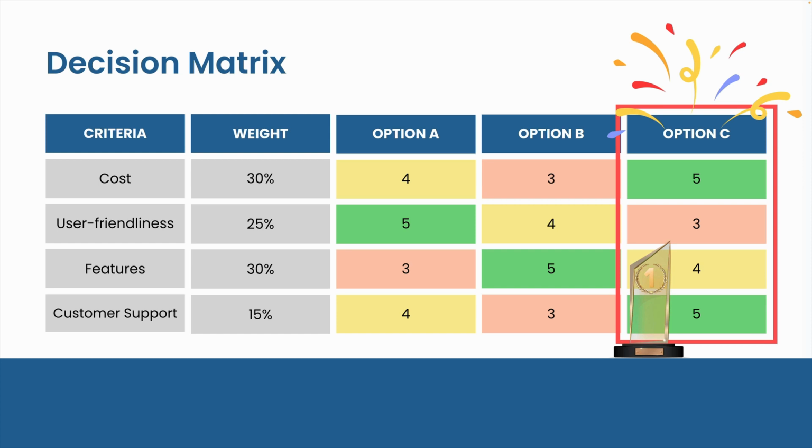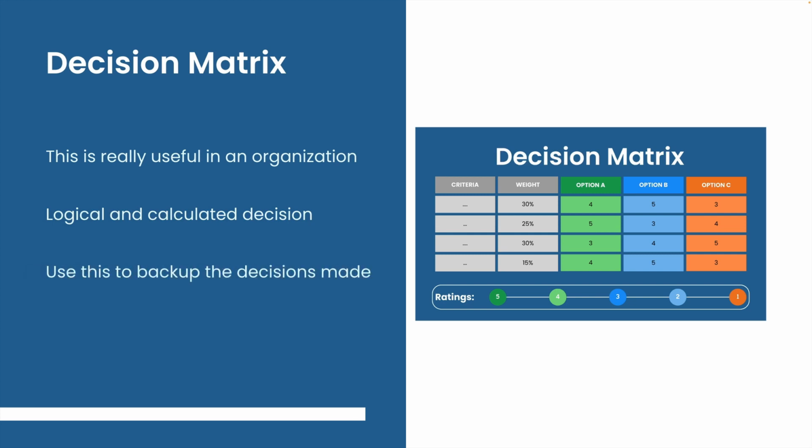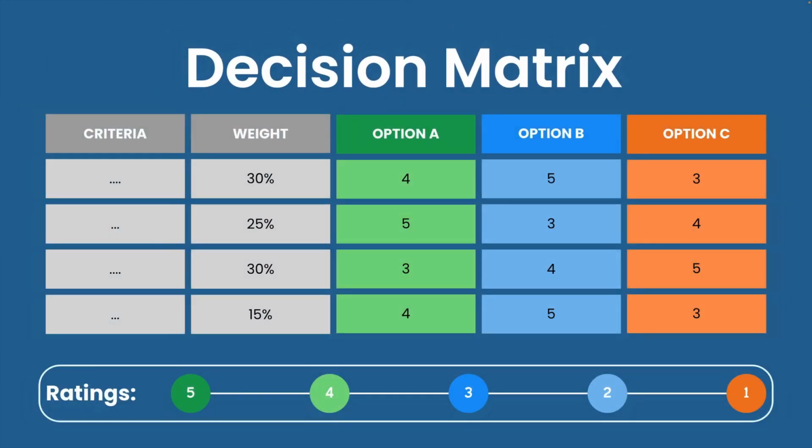This is really useful in an organization because you can then show to senior managers that you've made a logical and calculated decision on which one to use. You can actually use this to back up the decision that you've made. Okay, that's it for the decision matrix. It's a really simple concept and it's a really useful tool.